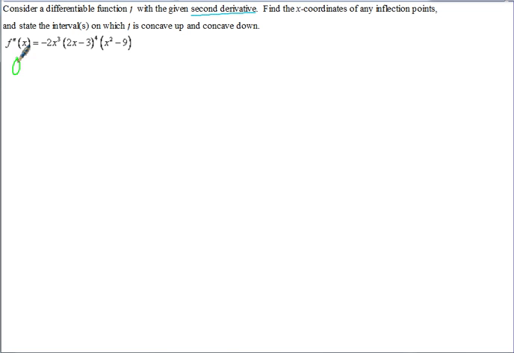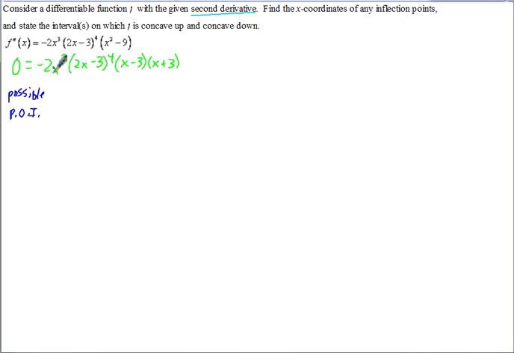So you just set it equal to 0. It won't be undefined anywhere. And see, it's almost completely factored except for this x squared minus 9. So let's factor that further into x minus 3 and x plus 3. And again, let's use that to find our possible points of inflection.